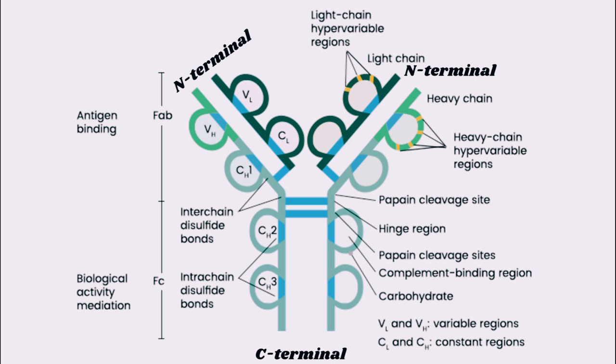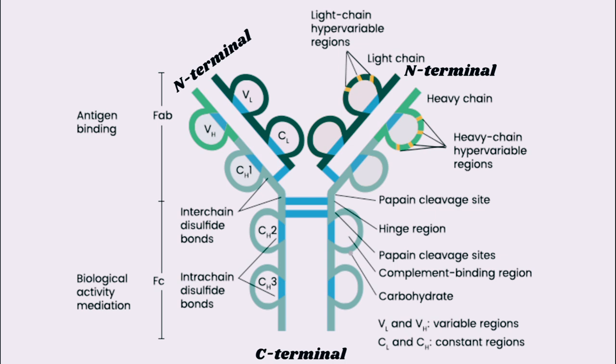Why is it known as the variable region? Because there will be variations. At the variable region, there will be variations in the shape of the structure so that the antigens bind and fit to it, just like a lock and a key.